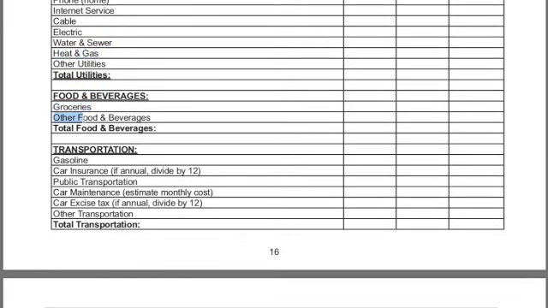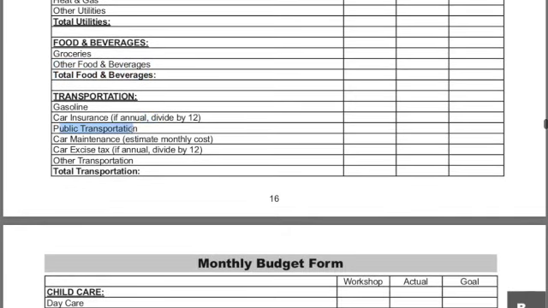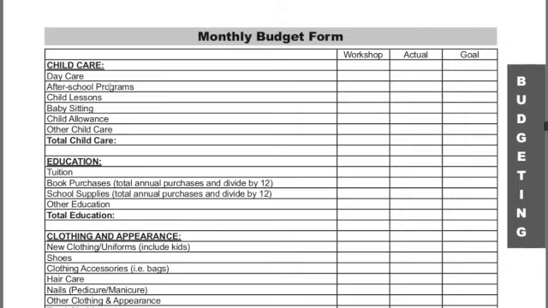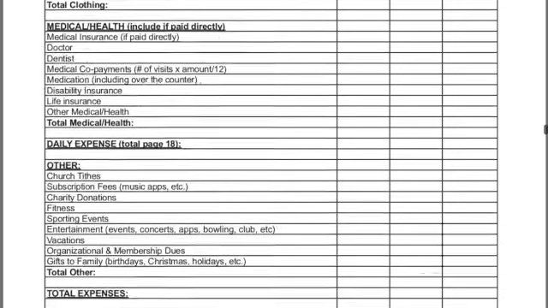Groceries, other food and beverage, your gas, car insurance. If you take public transportation, how much does that cost you per month? You know, you're really having to delve into the amounts that you are using per month that affect your household. There are 2 pages to this budget.